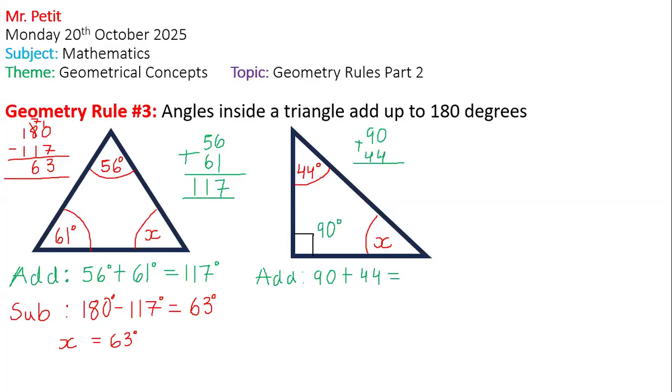So we have 90 plus 44. 0 plus 4 is 4. 9 plus 4 is 9, 10, 11, 12, 13. It's going to be 134.